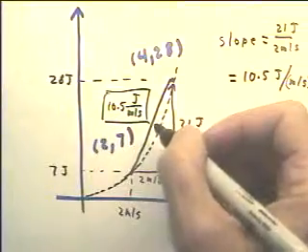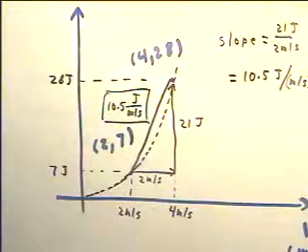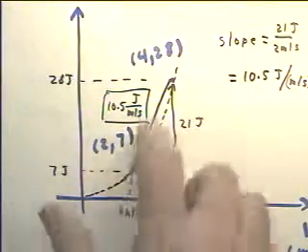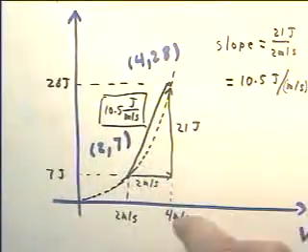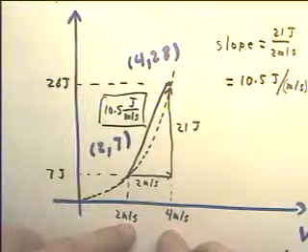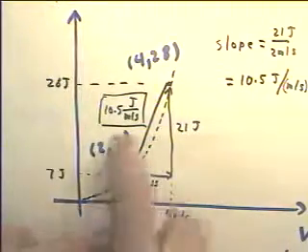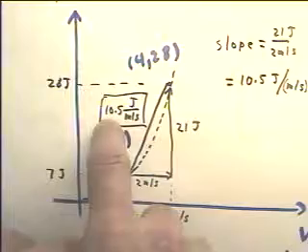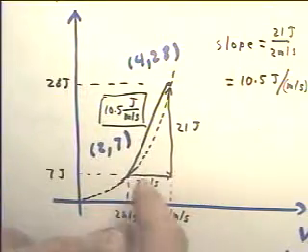What we're really interested in is seeing how the kinetic energy changes with respect to the velocity. And what we're saying is now between 2 and 4 meters per second, the kinetic energy increases at a rate of 10.5 joules for every meter per second.